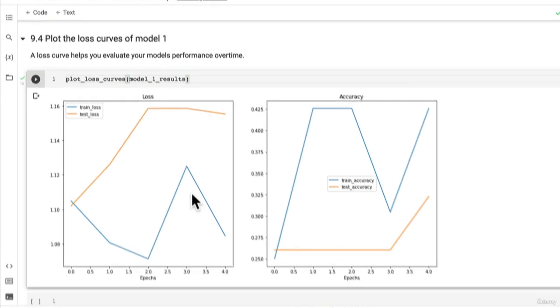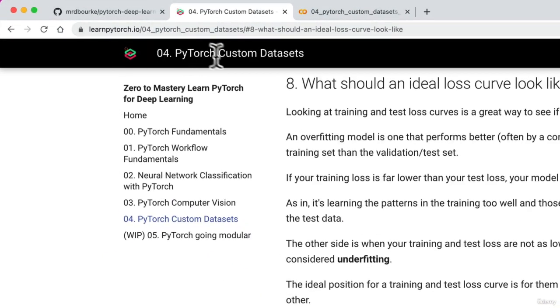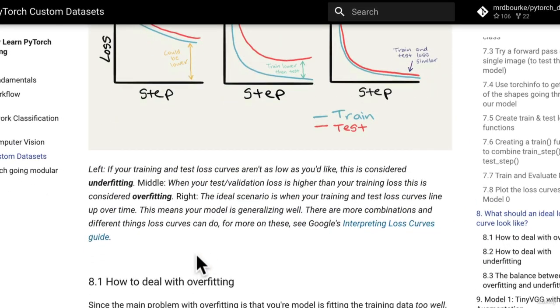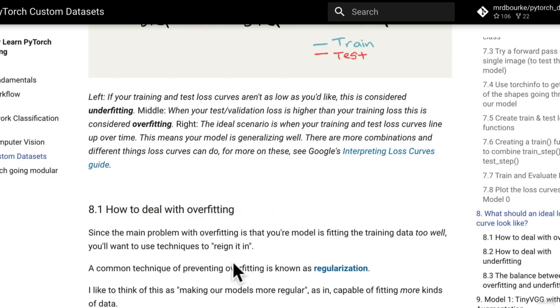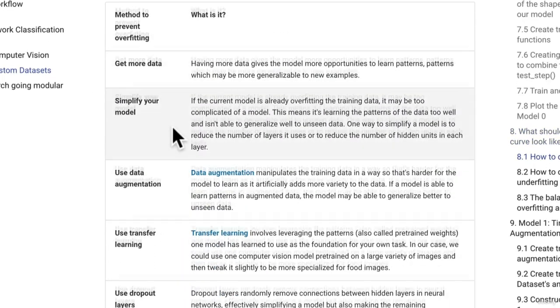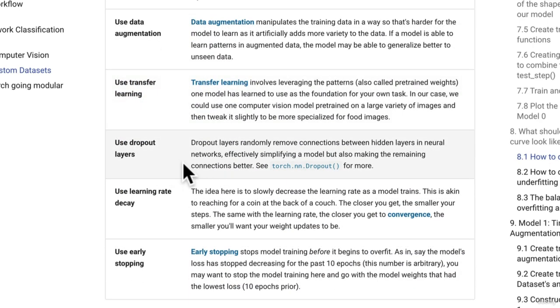So it's not doing a very good job because our test loss is far higher than our training loss. So if we go back to section 4 of the LearnPyTorch.io book, what should an ideal loss curve look like? I'd like you to start thinking of some ways that we could deal with overfitting of our model. Could we get more data? Could we simplify it? Could we use transfer learning? We're going to see that later on, but you might want to jump ahead and have a look.